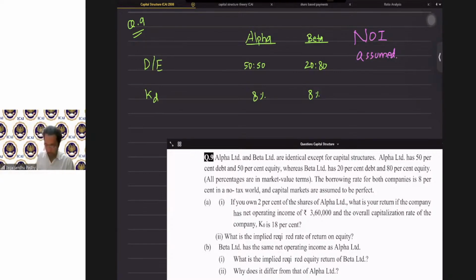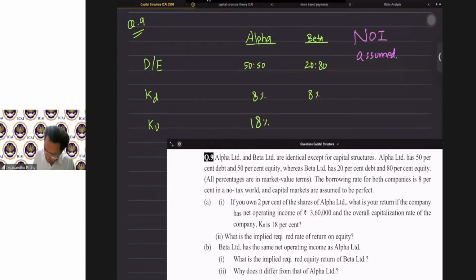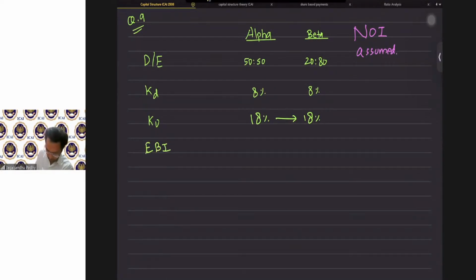So we say that it's a net operating income, and due to that, the question has given the overall cost of capital, KO. KO is 18% for Alpha, and that's going to be the same even for Beta, because we are assuming net operating income. Both the companies have the same EBIT level also. So earnings before interest and tax, for Alpha, it is 3,60,000, and that remains the same even for Beta. So even for Beta, it's 3,60,000.